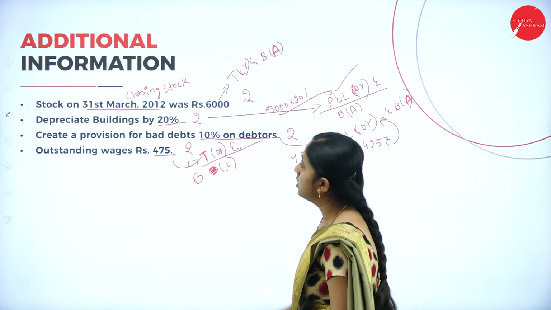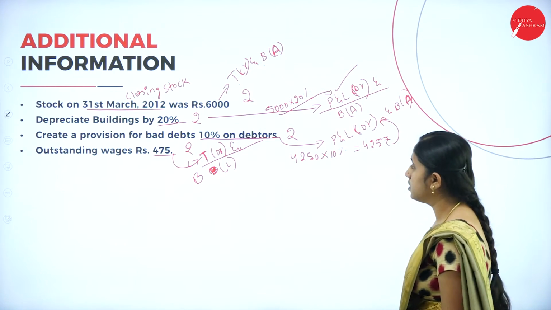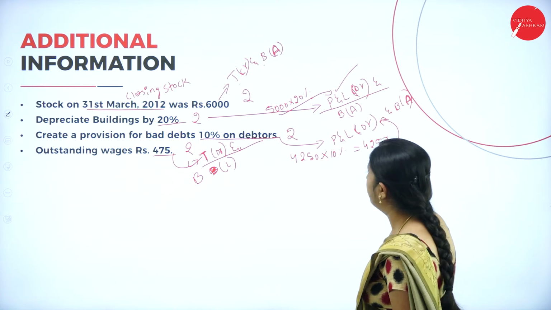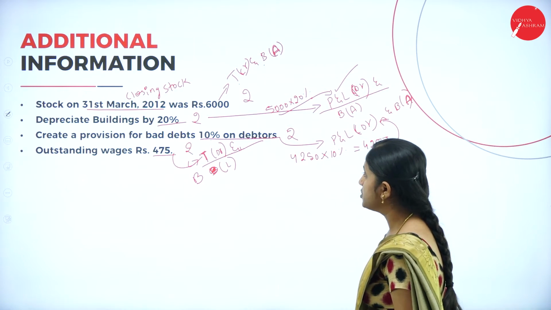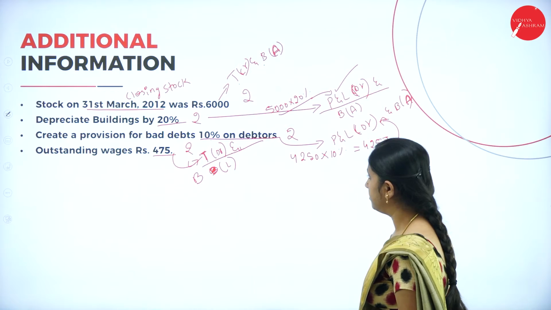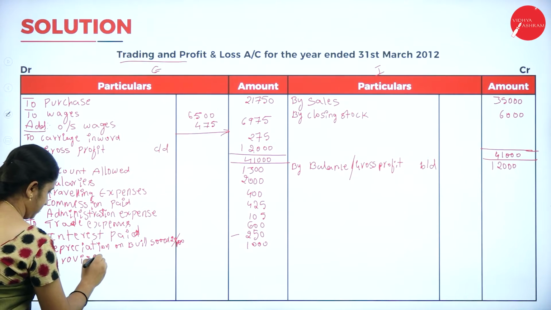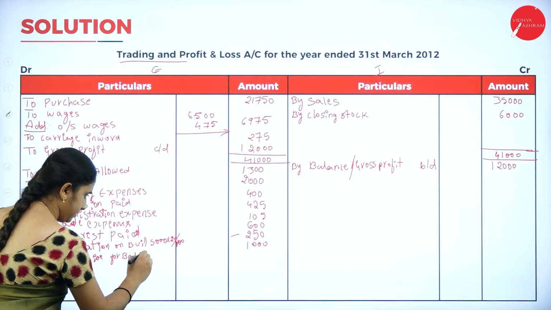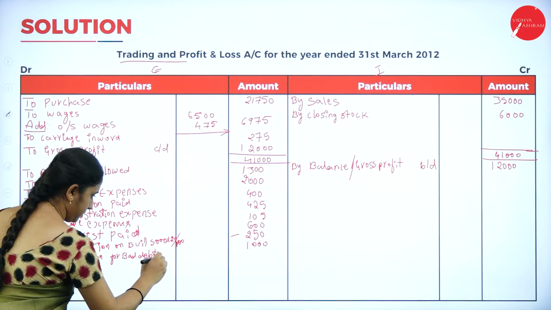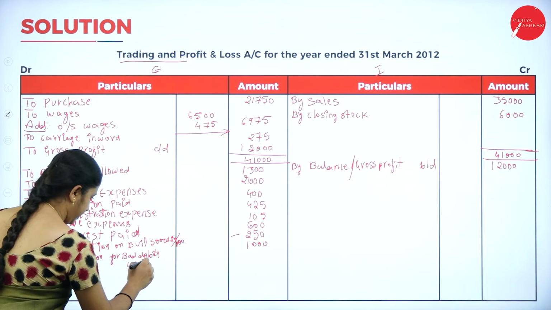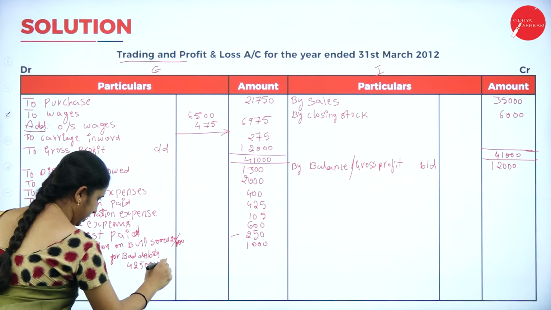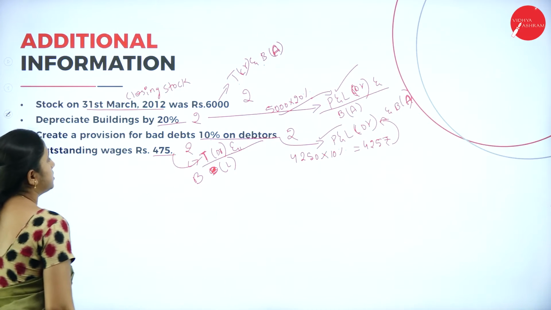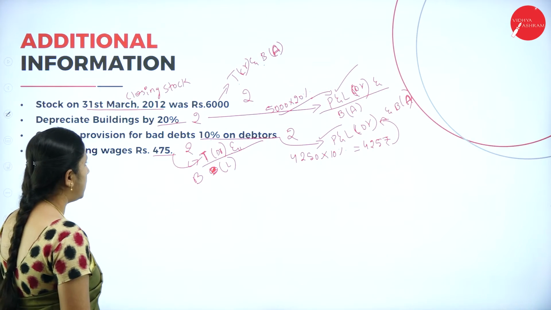Then again we have create provision for bad debts 10% on debtors. Provision for bad debts: 4,250 into 10% is 425. So write provision for bad debts 425. So I'll consider all the trading and profit and loss account.